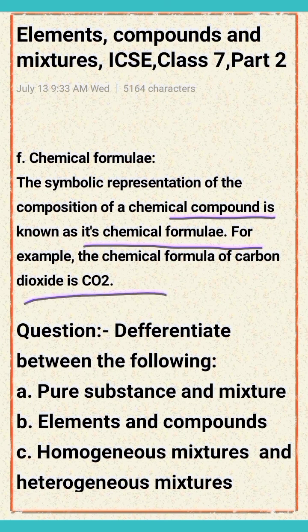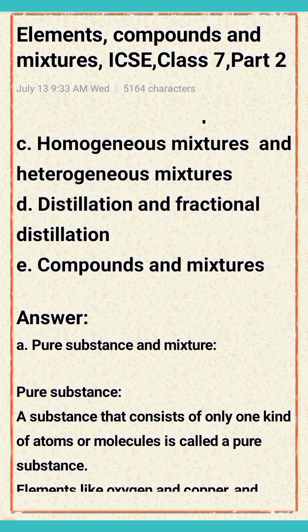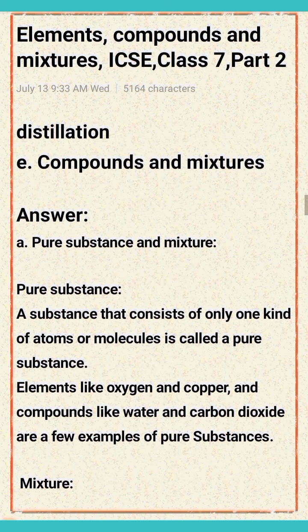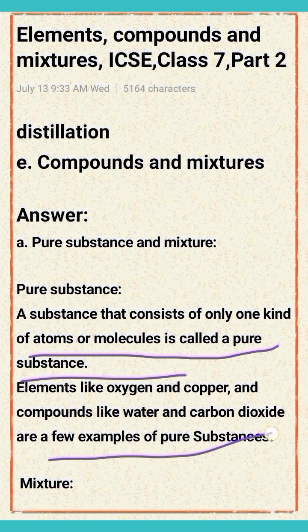Next question, differentiate between the following. Question number A, pure substance and mixture. At first, pure substance. A substance that consists of only one kind of atom or molecule is called a pure substance. Elements like oxygen and copper and compounds like water and carbon dioxide are a few examples of a pure substance.